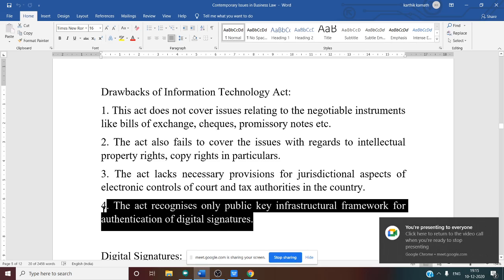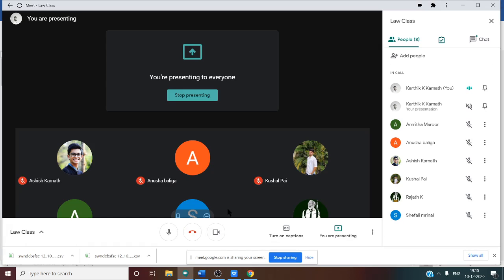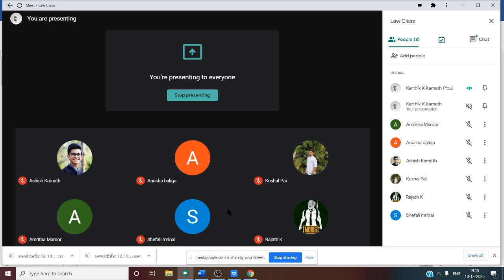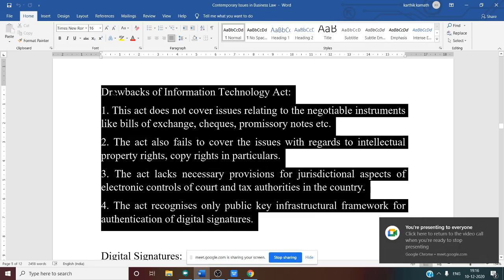Then the Act recognizes only the public key infrastructural framework for authentication of digital signatures. What do you mean by public key infrastructural framework? That we have to understand. Public key infrastructure framework means it covers all the things: storage of electronic data, transfer of electronic data, moving the electronic data from one person or one station to another station in electronic mode. So everything comes under the public key instrument. So it covers only that. Manual instruments are not covered. So these are the drawbacks of the IT Act, and you can add other drawbacks also.